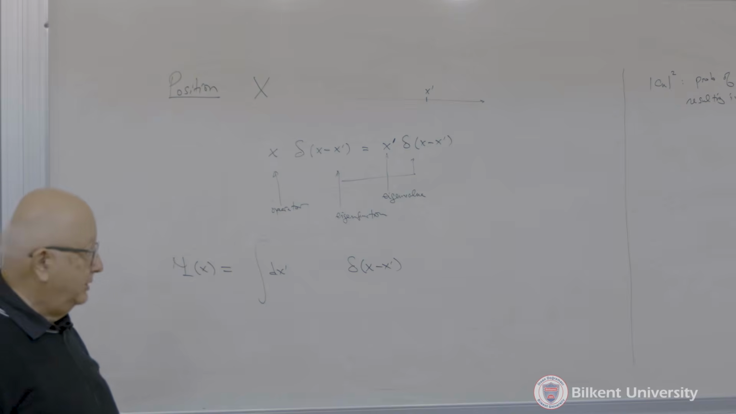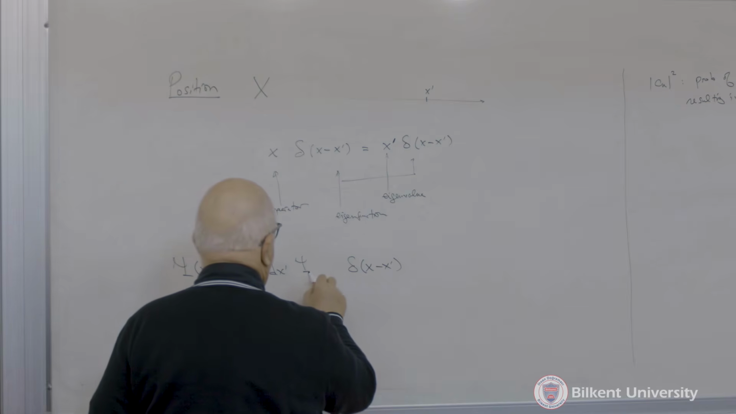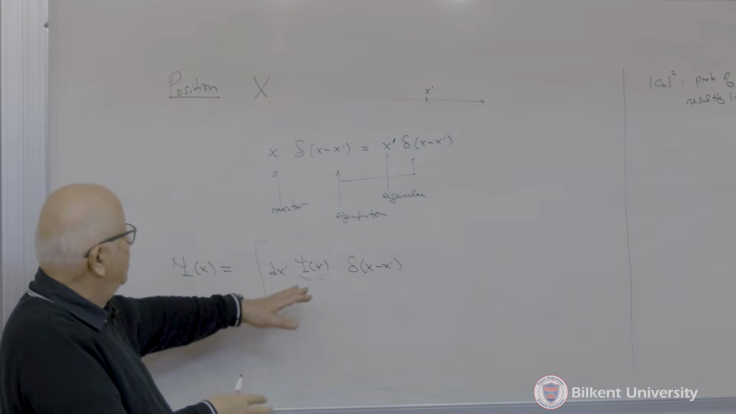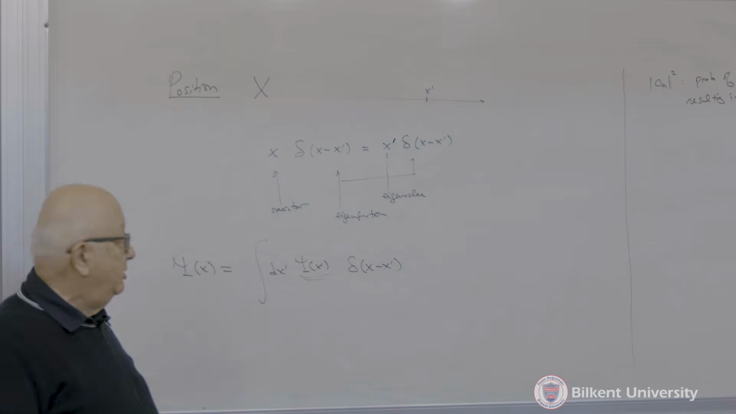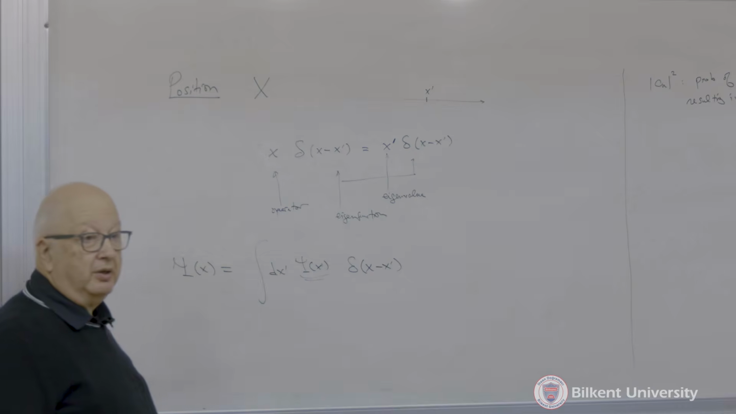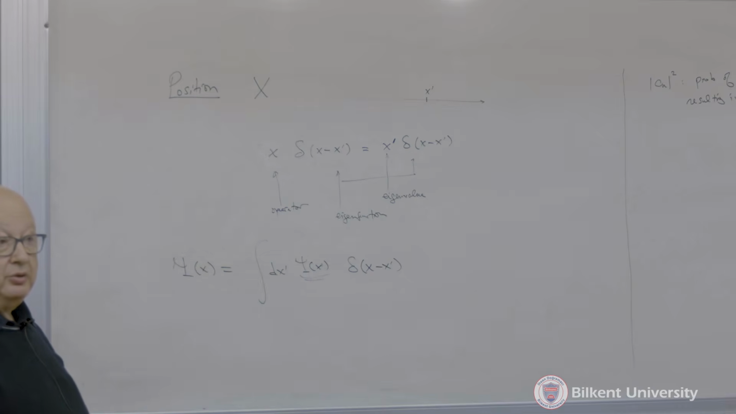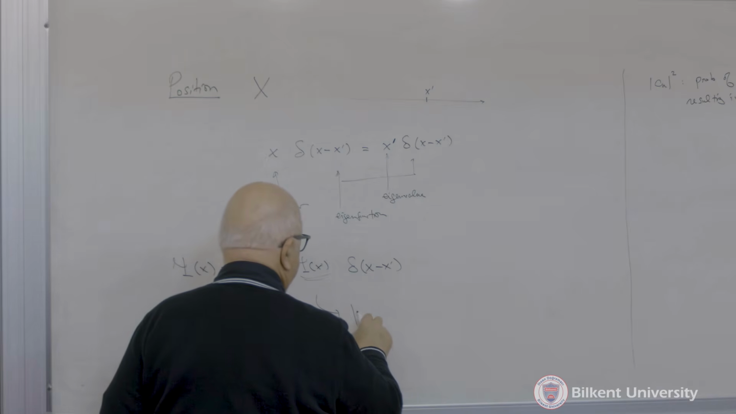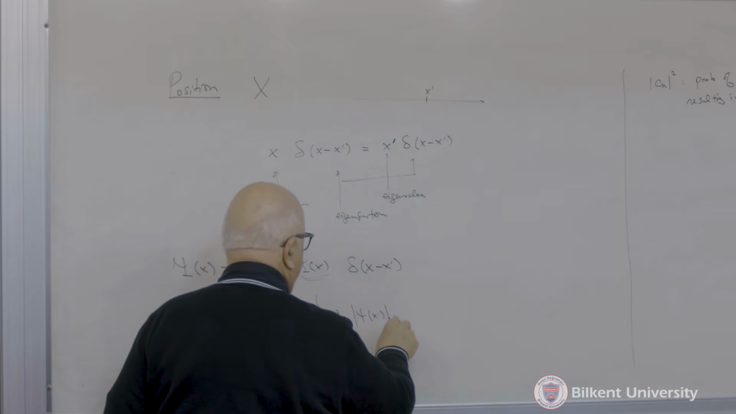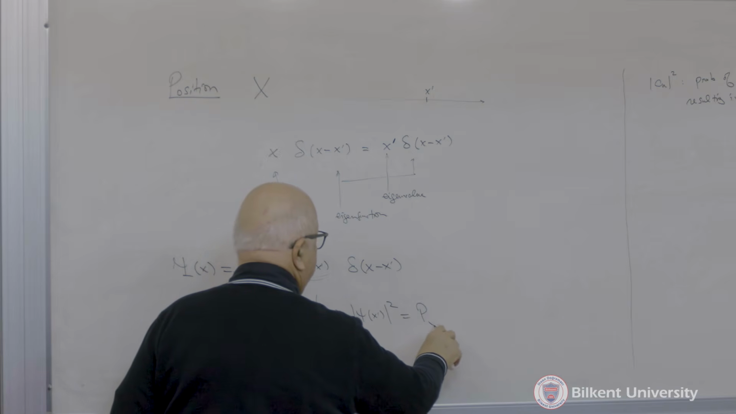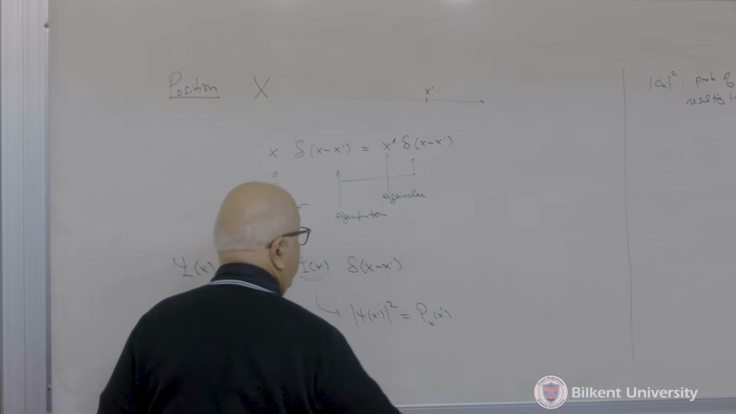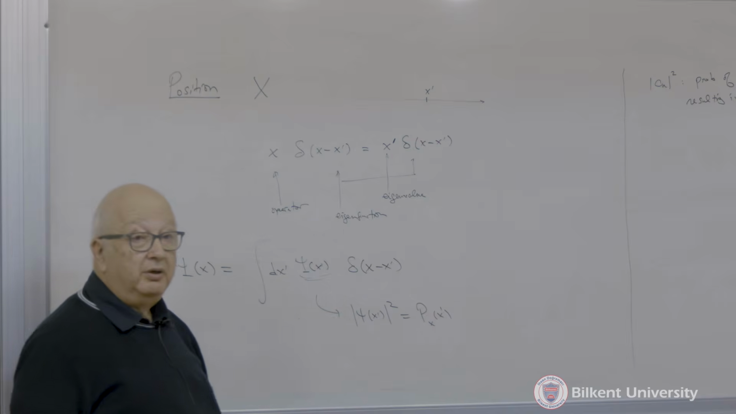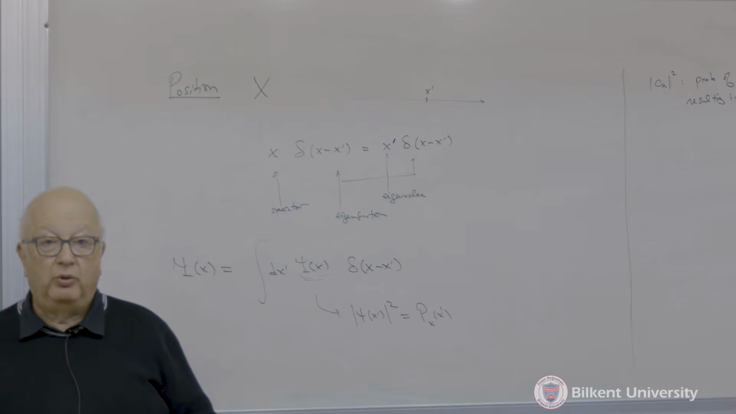Psi of x prime. Yes, okay, so psi of x prime is in this case, because this case is special, I am already in the position space. These are the expansion coefficients. So what does that imply? This psi of x prime magnitude squared is the probability of x at x prime. But that's something we already know, right? That's this x object. We have been using it all this time.